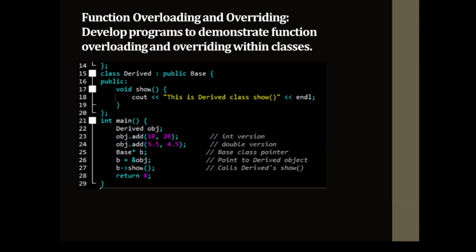Next we have int main: Derived obj; obj.add(10, 20); obj.add(5.5, 4.5); Base* b; then b = &obj; then b->show(); then return 0. So int main is the main function where my program actually starts.